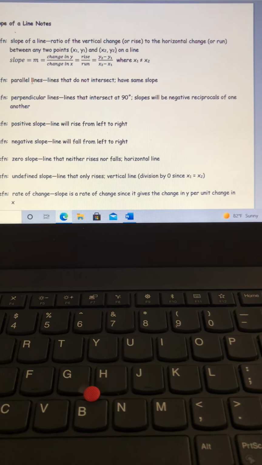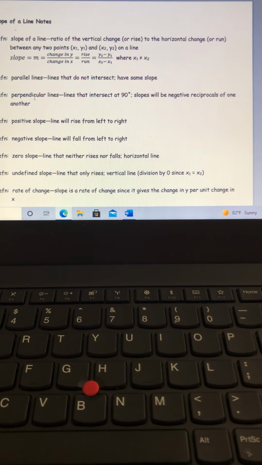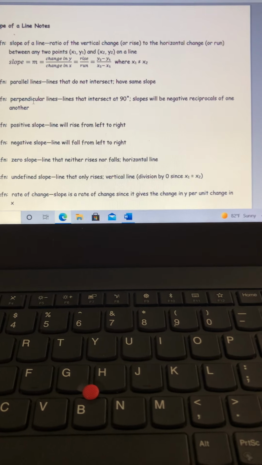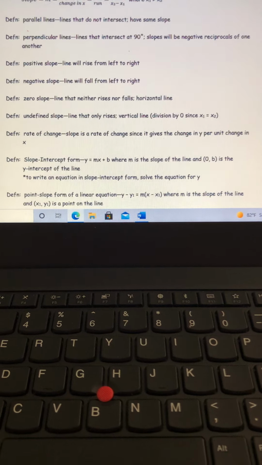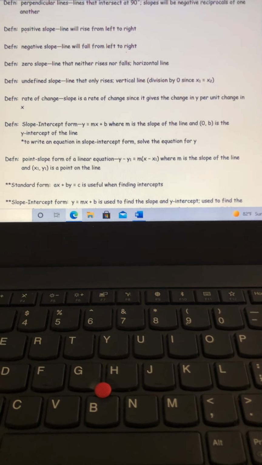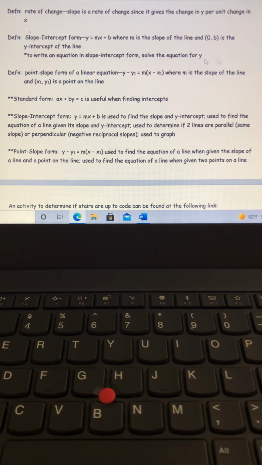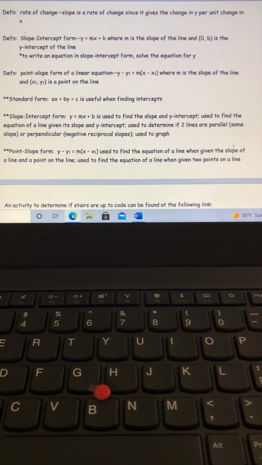So parallel lines have the same slope. Perpendicular lines have negative reciprocals for the slope. And then, like I said, you can read these definitions. And I will mention different forms of lines as we do some problems.